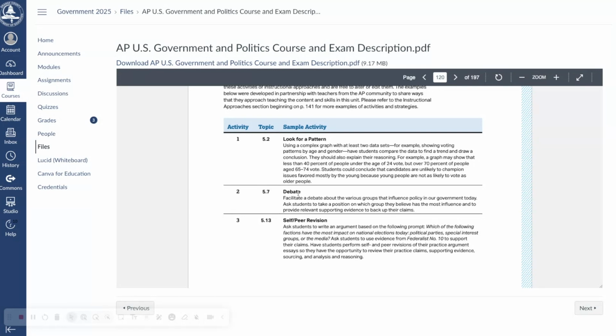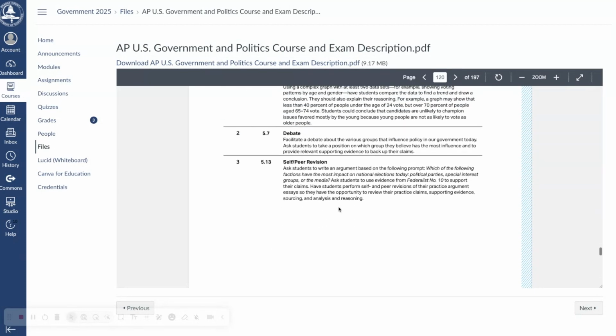Debate, where students use the information, their claims and evidence, to have a debate. I could see this more as a whole class, but it could also be a one-on-one kind of thing as well. And then also self and peer revision. In preparation for those FRQs, students write down their thoughts and then are given tools to reflect themselves, as well as work with a peer to also reflect.